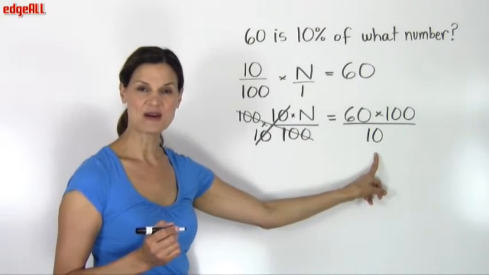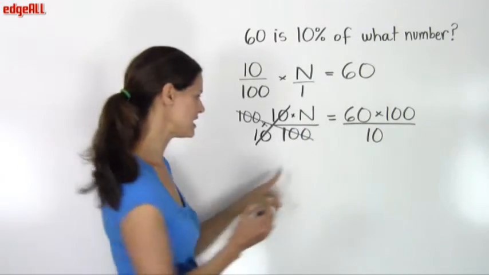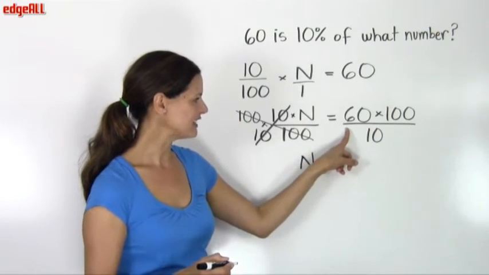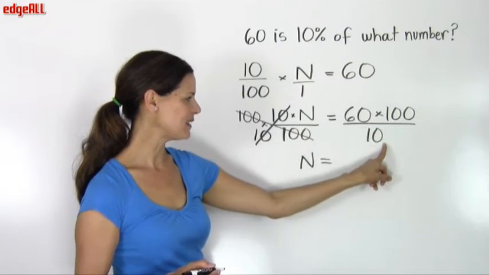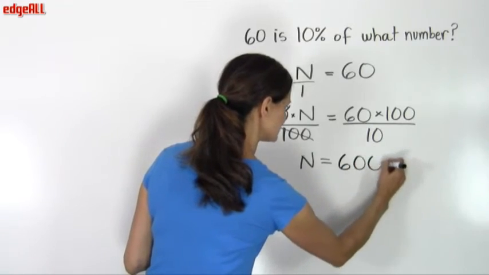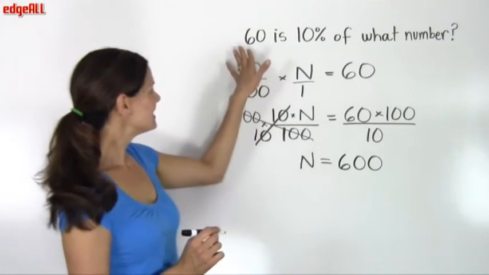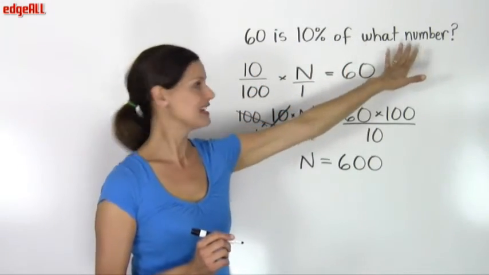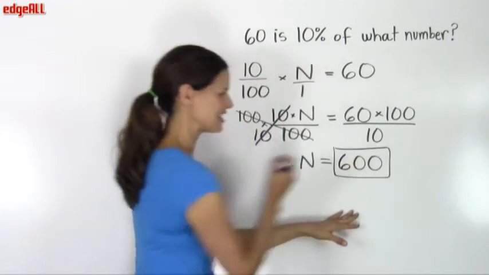Now I've reached my goal of getting this n all alone by itself on this side of the equal sign. So I now have n equals, and I perform my calculation. 60 times 100 divided by 10 equals 600. And so the answer to this unknown number is 600. 60 is 10% of what number? 60 is 10% of 600.